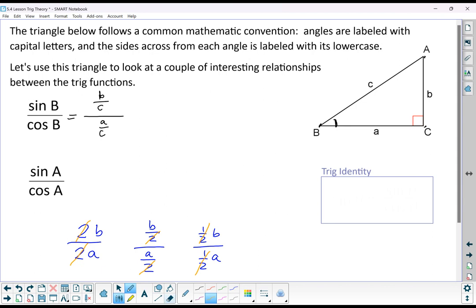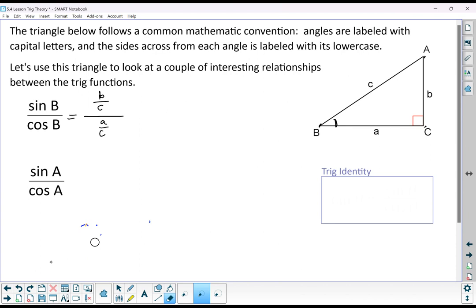But we can definitely cancel dividing by something if it's the same in the top and the bottom. So if I have b divided by c over a divided by c, I can reduce the dividing by c to end up with b over a. So the sine of B divided by the cosine of B is b over a.